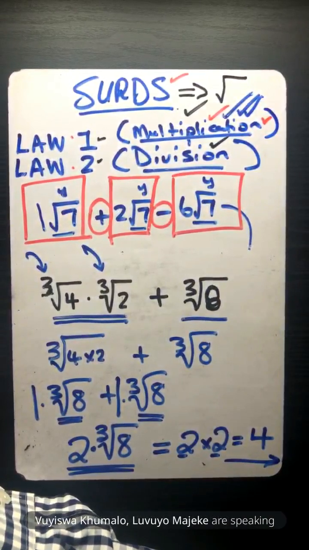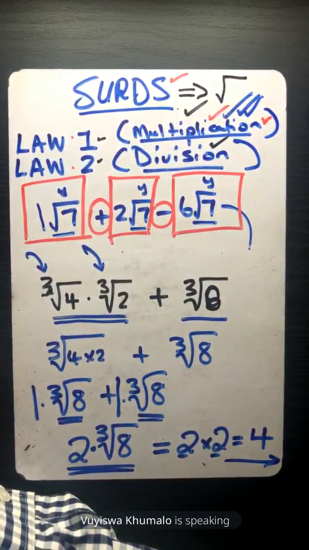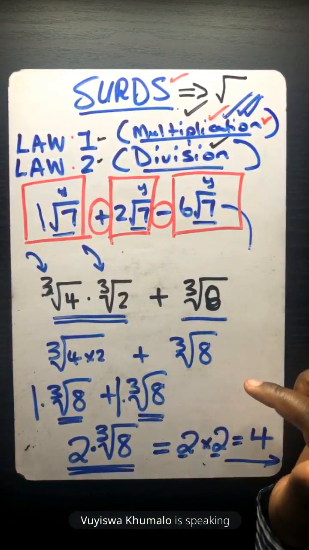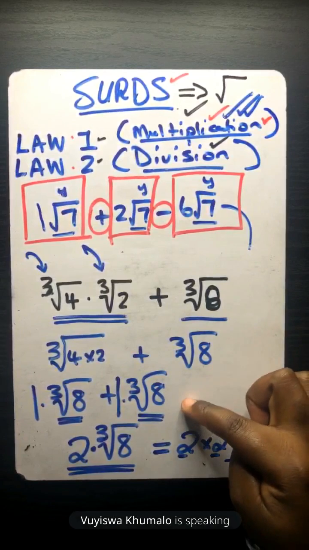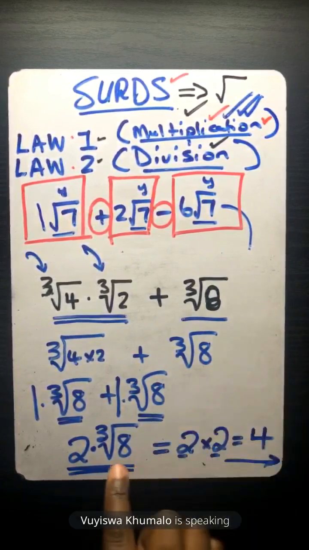Can you re-explain the 2.3? 2 times 3 to the square root of 8, that part. This one? No, the third one at the bottom. Yeah, after that one. This one?